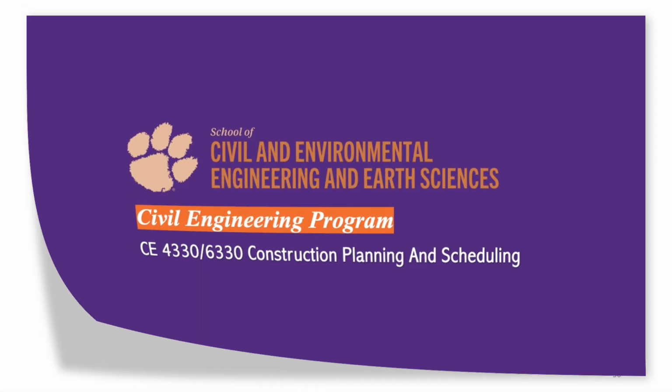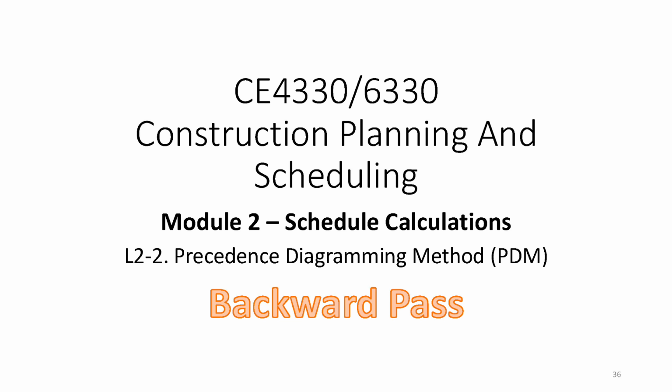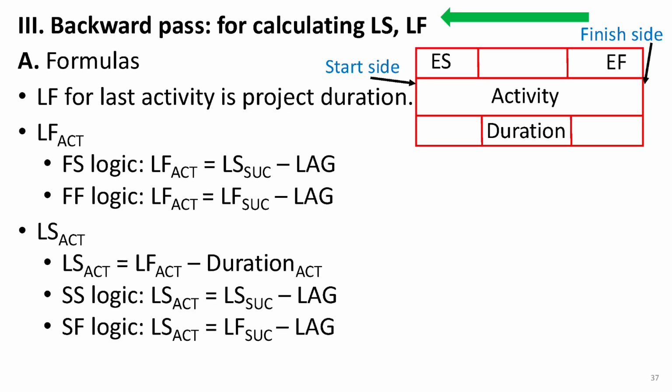In this video, we're going to go over the backward pass of the precedence diagramming method. So let's break it down step by step. The backward pass works by calculating late times, specifically the late start, LS, and late finish, LF, for each activity. We go from right to left, starting from the finish milestone and working our way back to the start milestone.